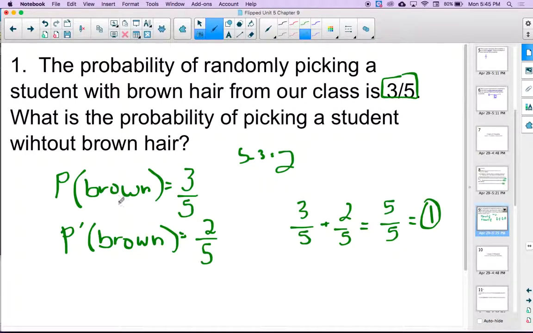Now the answer to our question was just this piece right here. So that's all you really need in your notes. That's it for this video. I know you have a couple more questions and a write your own, but that's enough information for you to be able to do complementary events with simple probability.